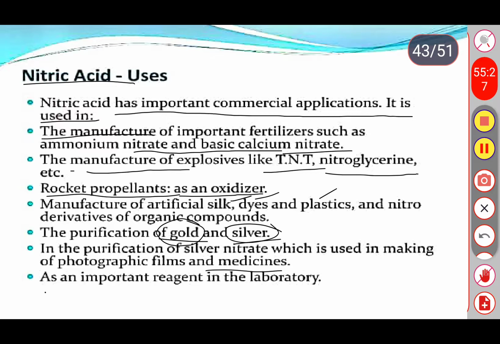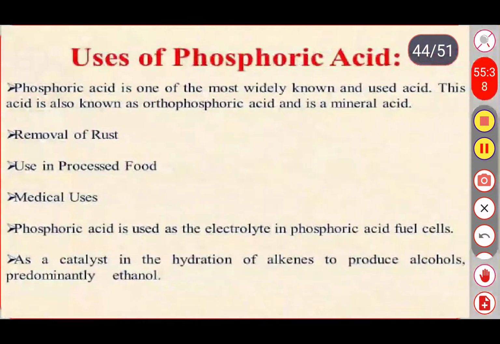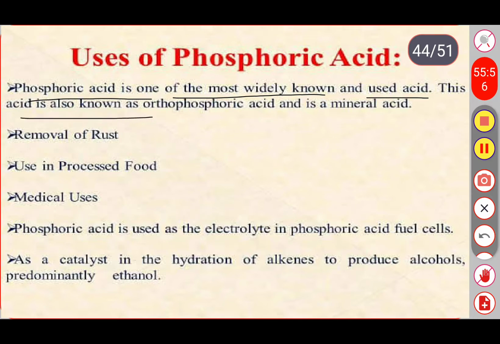So these are some of the uses of nitric acid. See the next one, that is phosphoric acid. So what are the uses of phosphoric acid? Phosphoric acid is one of the most widely known and used acids. This acid is also known as orthophosphoric acid and is a mineral acid. It is used for removal of dust. With the help of phosphoric acid we can easily remove the dust.